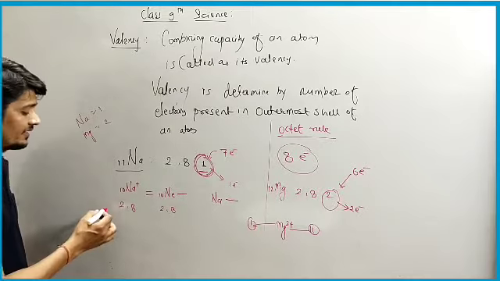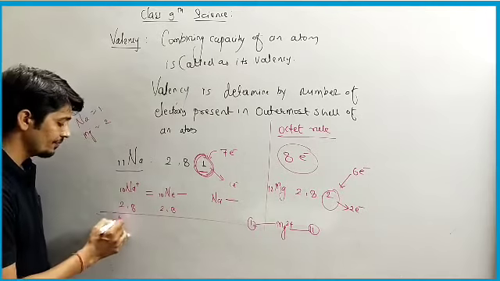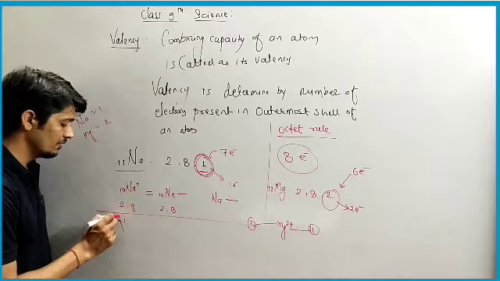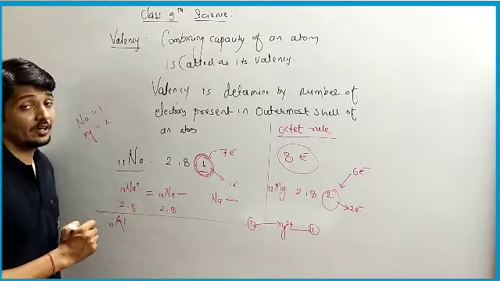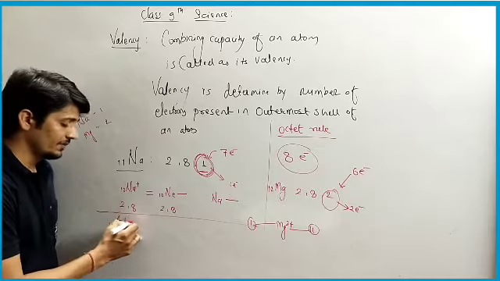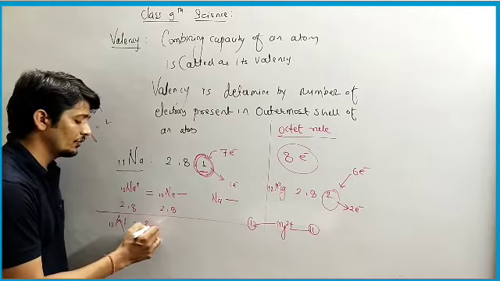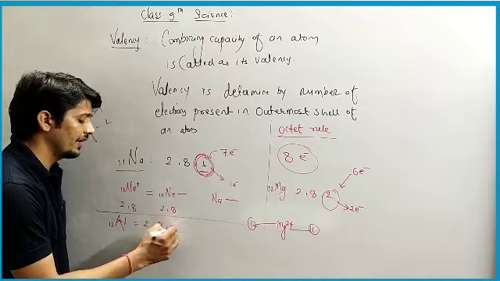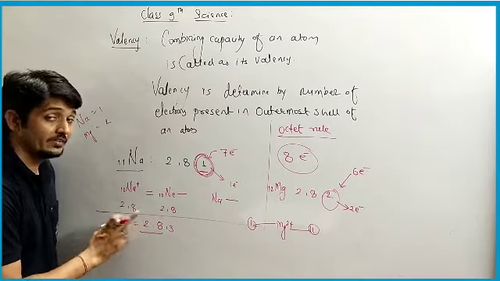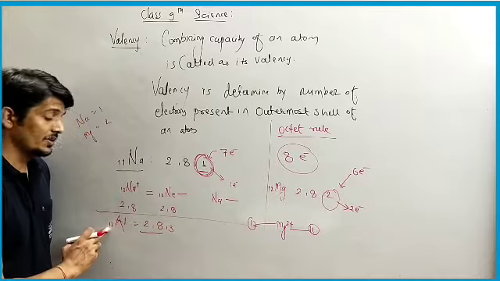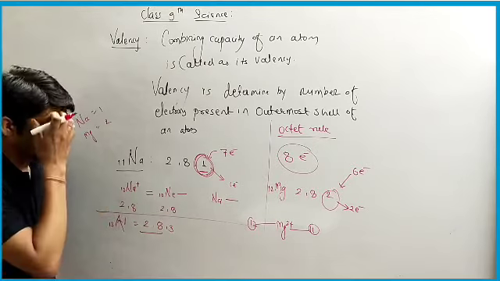Now we'll check the next example of aluminium. Aluminium has 13 electrons in all its shells. That means electronic configuration will be 2, 8 and 3. 2 and 8 is 10, and 3 is 13. That means we have 13 electrons along with aluminium.